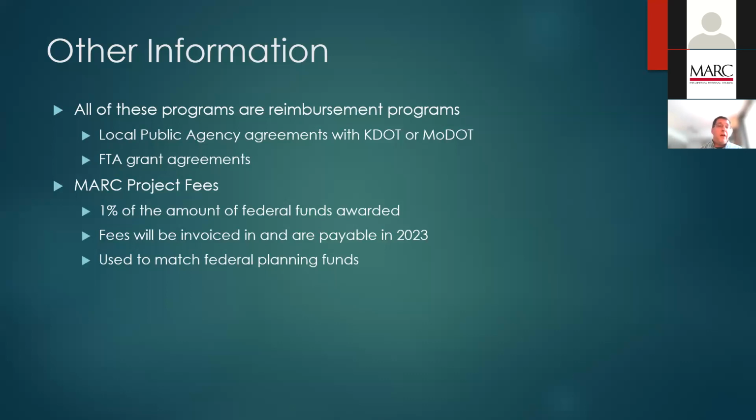Lastly, I want to talk about the MARC project fee. The MARC project fee is 1% of the federal funds awarded to your project. The fees are invoiced in the year in which they're programmed. So essentially in 2023, we'll be sending you an invoice, and those fees are payable in 2023. We use those non-federal dollars to match our federal planning funds. So we stretch those project fees into matching our federal planning funds and use them to do a variety of planning work throughout the region through our Unified Planning Work Program.